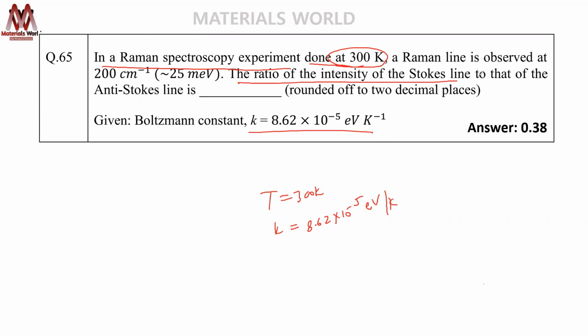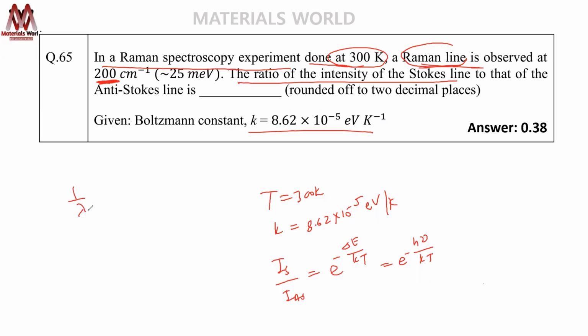The ratio of intensity of Stokes to anti-Stokes. So Stokes by anti-Stokes is what? We all know, e to the power minus delta E by KT, e to the power minus h nu by KT, right? Now it's telling Raman line, which line we don't know. Since it is positive, that means it's definitely the Stokes line.